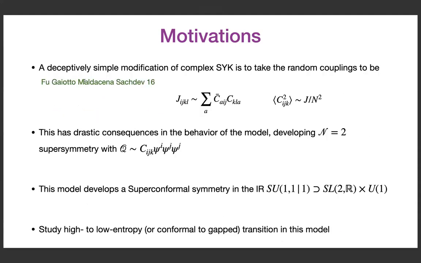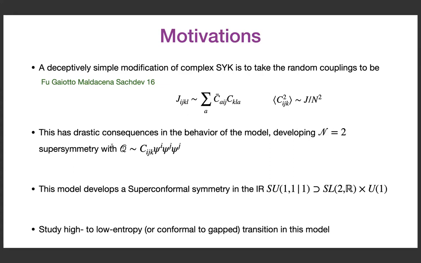Okay. Now, I'm not going to have much to say about complex SYK, but there is a deceptively simple modification that takes the random couplings, this four-index tensor, to be given in terms of something else. Before I was taking it to be a random variable with Gaussian statistics, but one can take a different ensemble. For example, take it to be given by a complex matrix C, and then J is the product of C bar C, where C has three indices and one sums over some intermediate indices. Now it's this complex matrix C that has Gaussian statistics. So this is a different model, and this has drastic consequences in the behavior of the model.